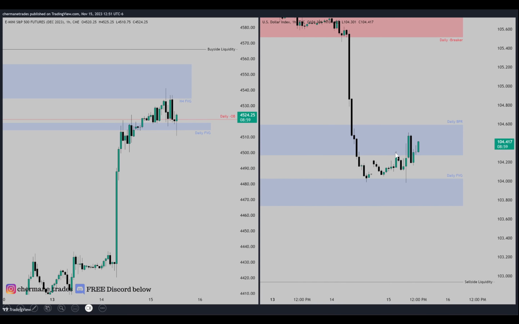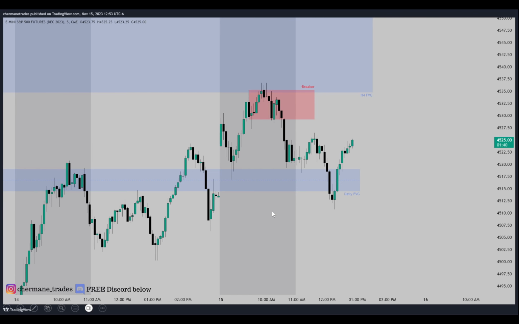Dollar index, same thing. We're kind of stuck in between these two regions. We have this large inefficiency here that may get repriced to, but not the cleanest price action. Sell side there from the daily chart, and that's as low as we're going to go for the dollar. Let's head into the S&P.